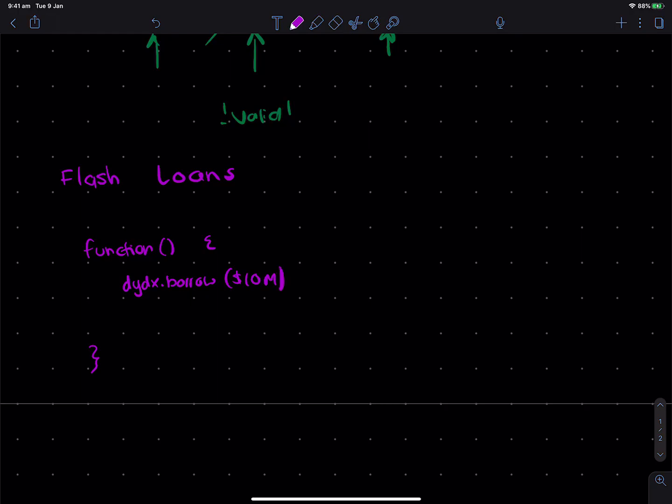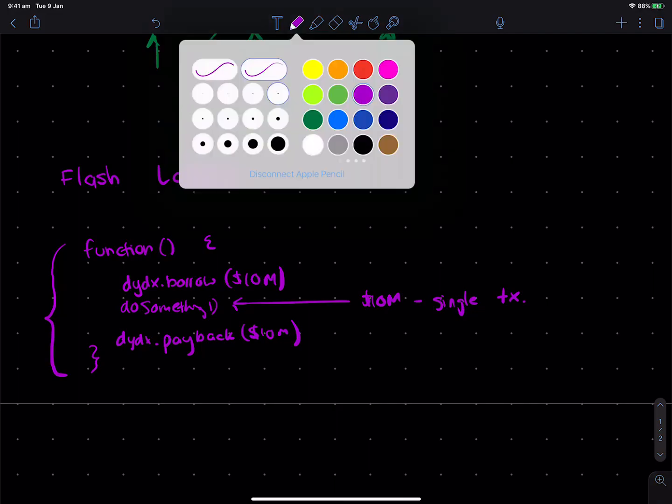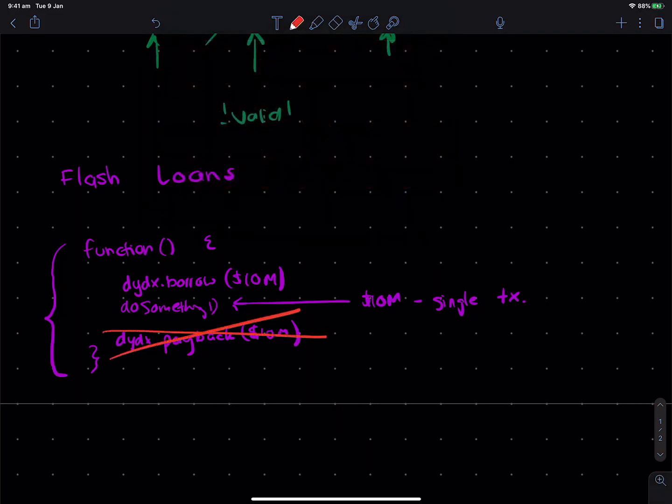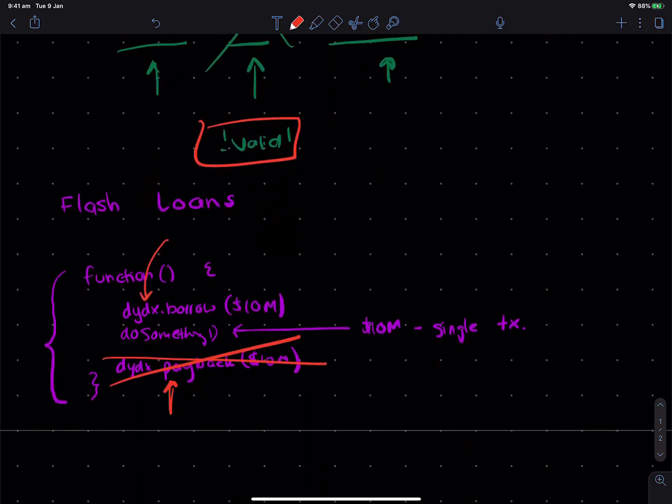What you can do is, for this very limited duration, you have $10 million, and then let's say you do something else over here, and then you say dYdX.payBack($10 million), right? So this little "do something" in the middle is your chance to know what life feels like if you had $10 million for a single transaction. Now you're saying, but what happens if I get rid of this last step? Because of the way dYdX is programmed, it will make this invalid if you don't call this over here. And that is literally the crux of how a flash loan works.